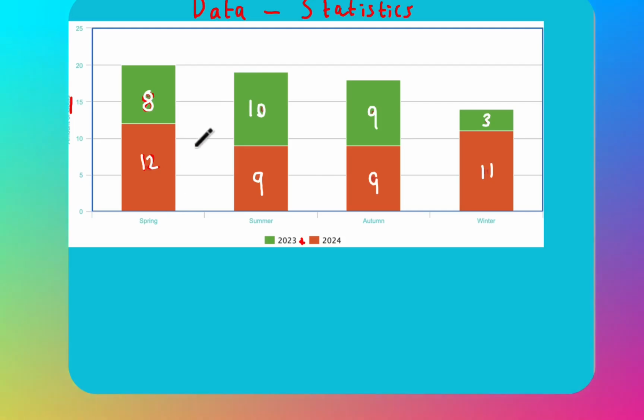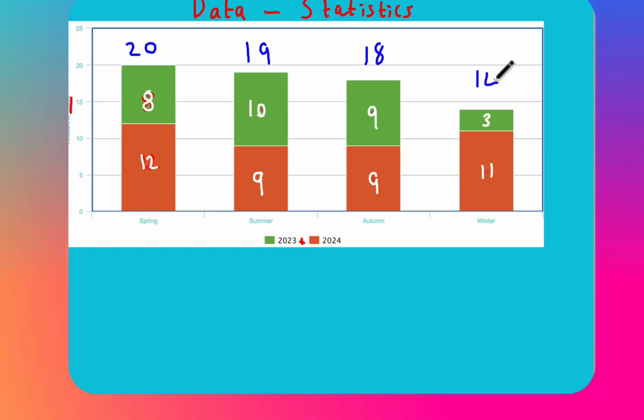Okay, so now that we know what our values equal for each year, we can see our data is telling us a story. We can see that in 2024, we had a better year when it came to scoring. The person who was scoring here, their best season was in spring. We're going to now add up the scores of 2023 and 2024 into seasons. So in spring, in both years, adding the values up, that person got 20 goals in spring. Spring times of both years, they got 20 goals. That person got 19, 18 and 14.